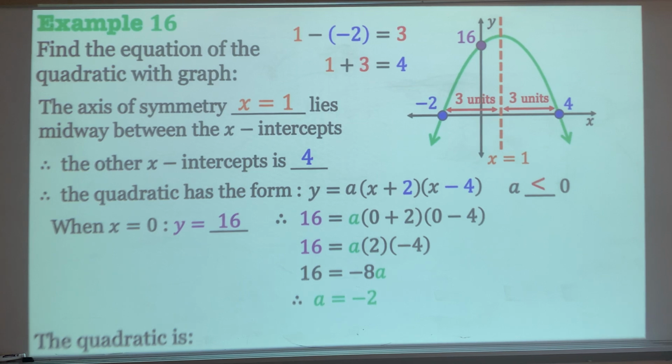What does that mean? That means now we can do our equation like we did before. We're going to do negative 2. Y equals negative 2, x plus 2, x minus 4. Now I want you guys to attempt problem number 2, A, B, and C. Go for it.